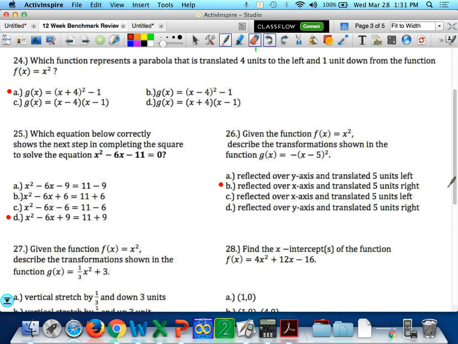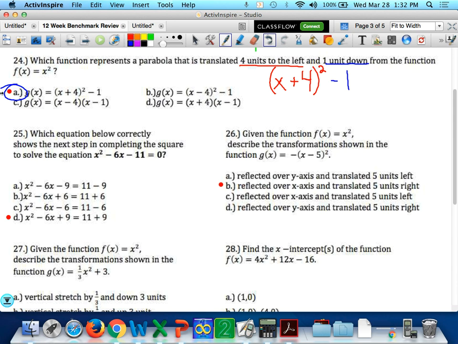Which function represents a parabola translated 4 units left and 1 unit down from this original function? So we've got x squared. If we want to go 4 units left, that's inside the parentheses. And left is the opposite of what you'd think. You'd think it meant minus, but it's actually plus. Just remember that left or inside the parentheses is opposite of what you'd think. That accomplishes 4 units left. 1 unit down is on the back end, and it makes sense, a -1. So we're looking for a function that matches that, and it's option A.